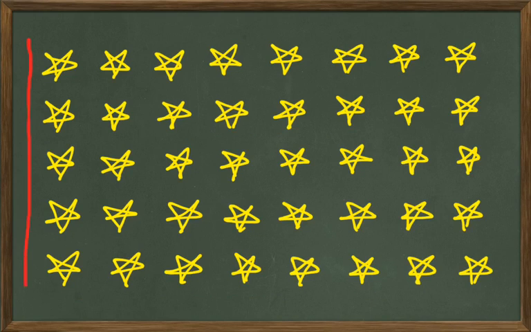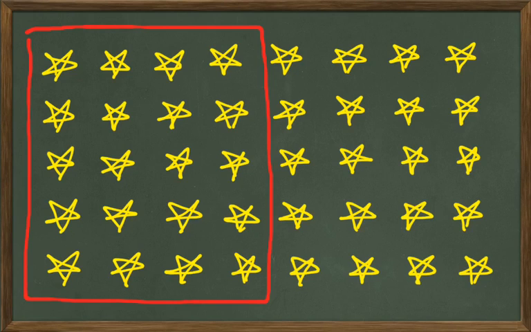How about this red box? How many stars are inside that one? That is 20. It's exactly half of our 40 stars, isn't it? With the other half sitting over here. Okay.